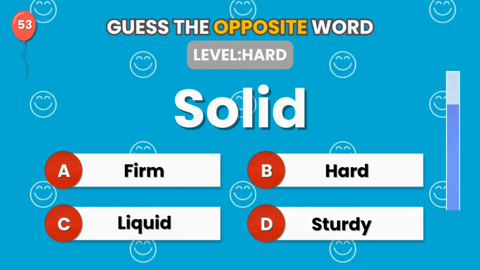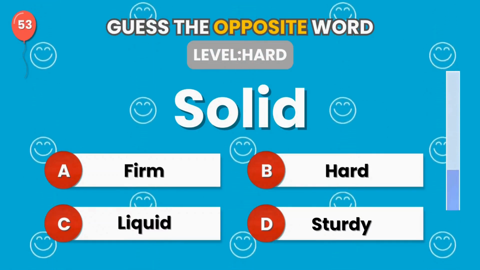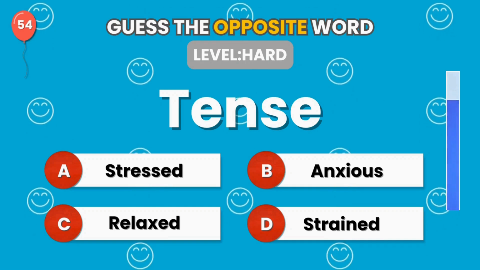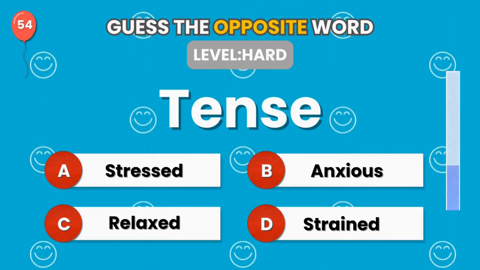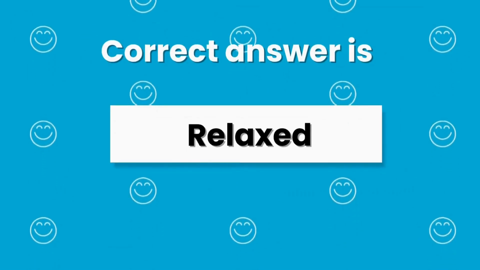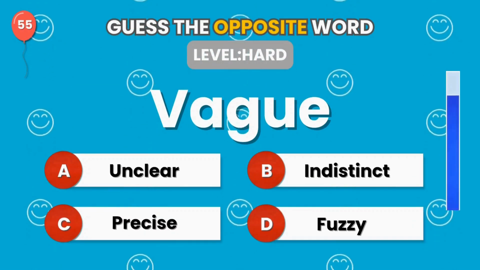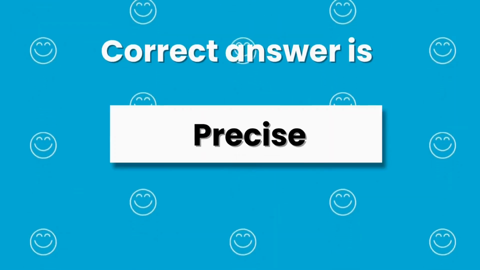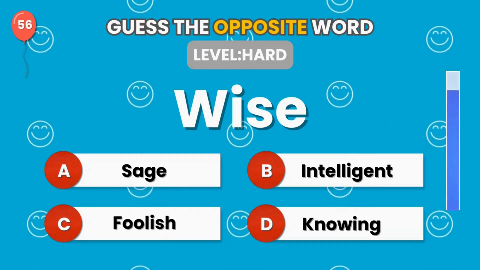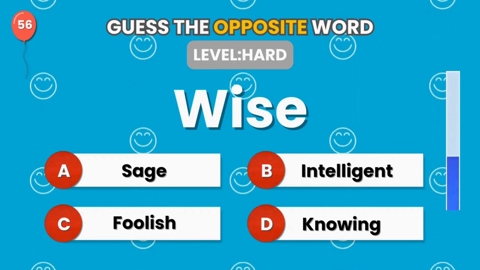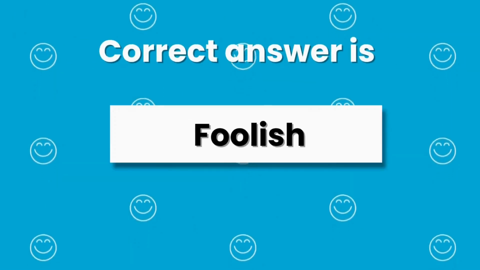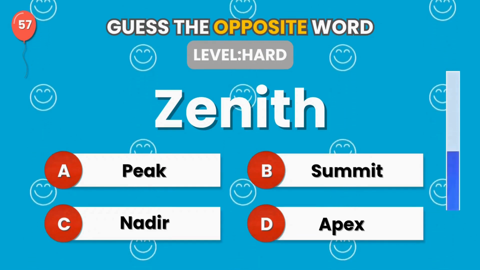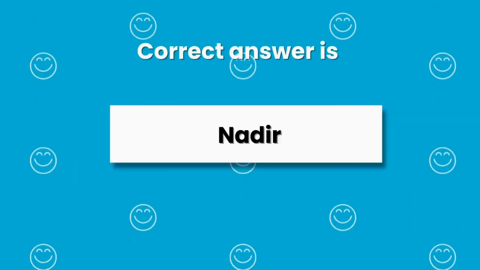Tell me, opposite of solid? Liquid. Opposite word for tense? Relaxed. What's opposite of vague? Precise. Opposite word for wise? Foolish. The opposite of zenith? Nadir.